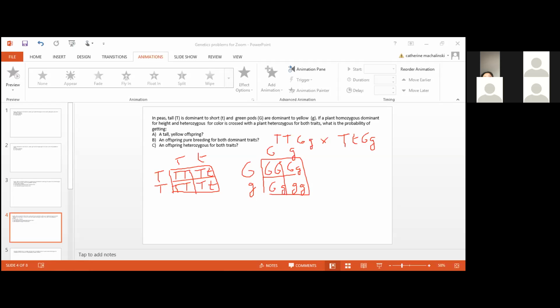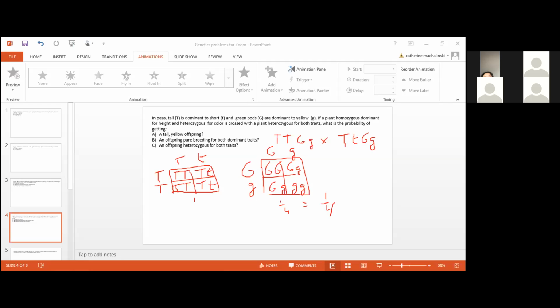So A is tall and yellow. So tall is 4 out of 4. All 4 of them are tall. So that's the same as 1, right? 4 over 4 is 1. And yellow was little g, so that's 1 out of 4. So tall and yellow is 1 times 1 out of 4. Okay, so there's your answer for A, 1/4.